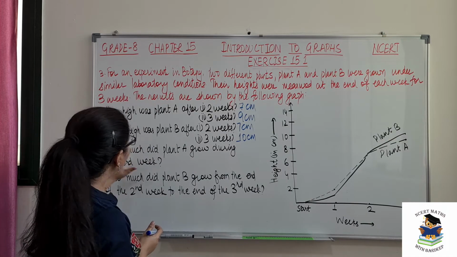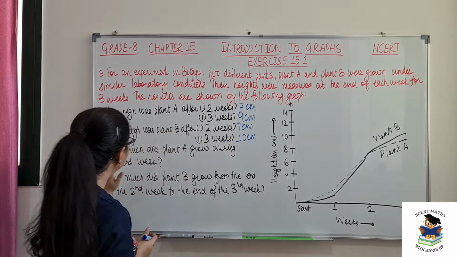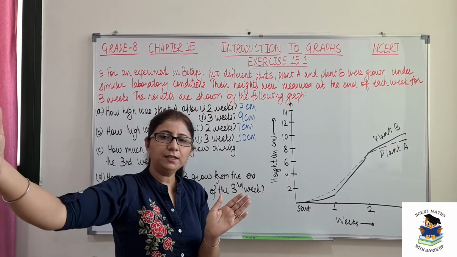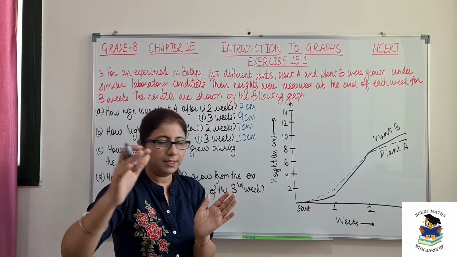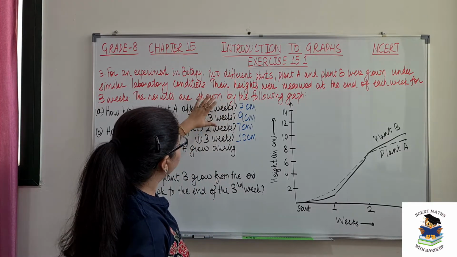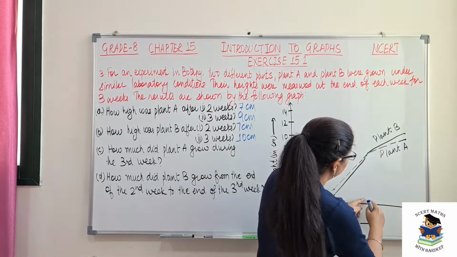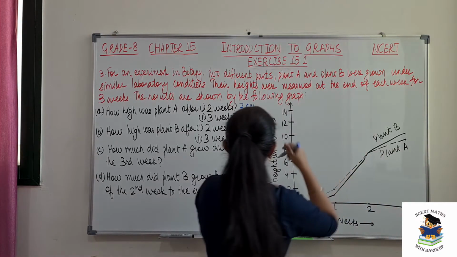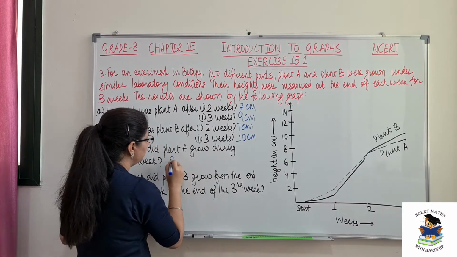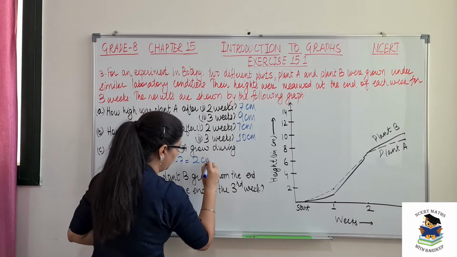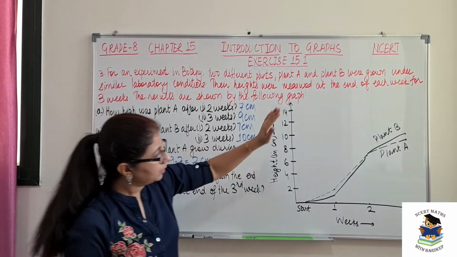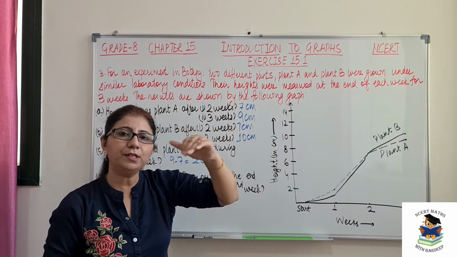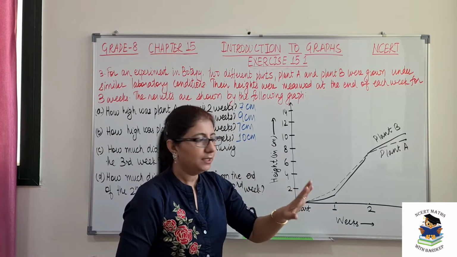C part says how much did plant A grow during the 3rd week, that is after the end of 2nd week until the end of 3rd week, how much growth is there. So they have already calculated, that is the difference in the height from 2nd to 3rd. This is 9 minus 7, so we will have 2 centimeter, because after 2 weeks height is 7, after 3 weeks height is 9. So the difference between these two heights is the growth in the 3rd week.